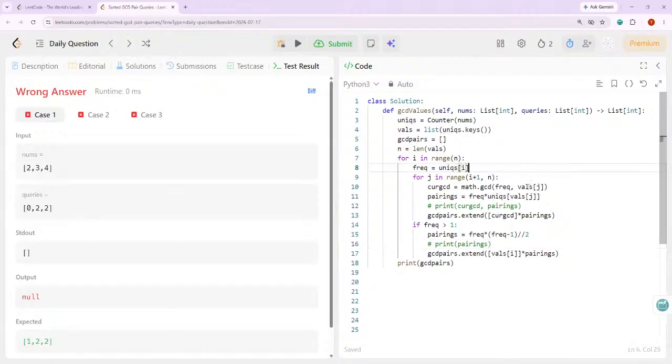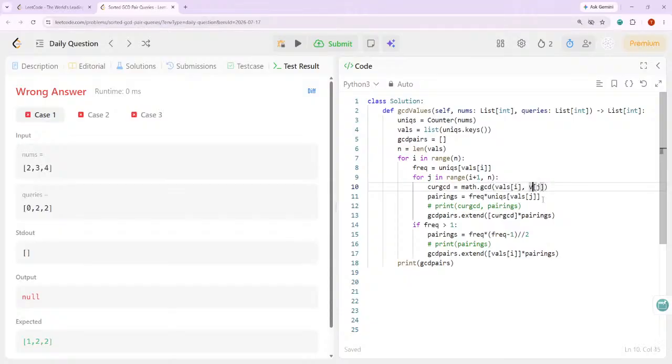Uniques. Okay, yeah, I did the same. Incorrect. GCD. The frequency is uniques of vowels at I. Okay, maybe. So this should be... well, what am I doing? I'm such an idiot.